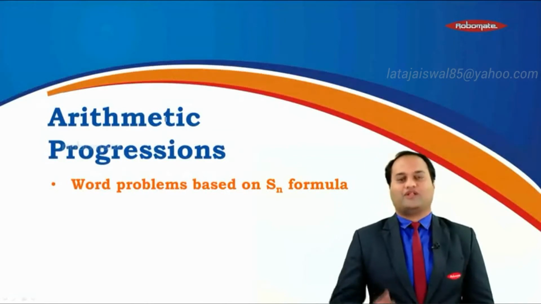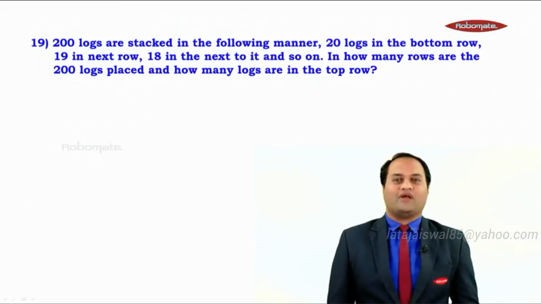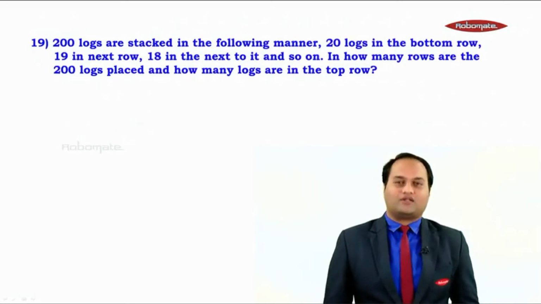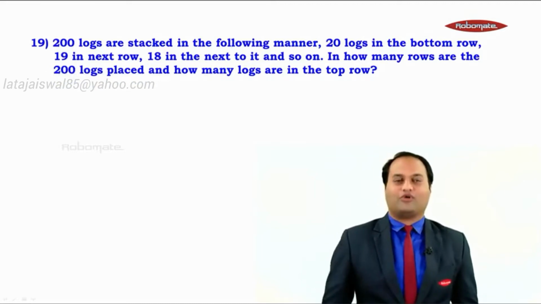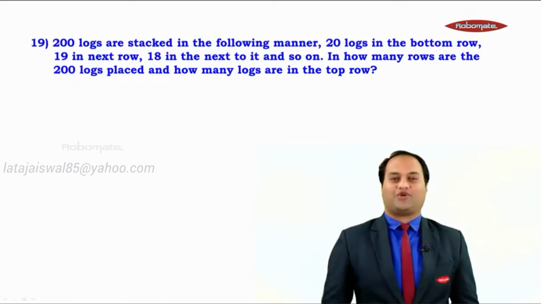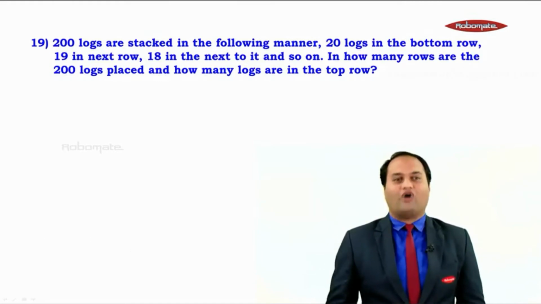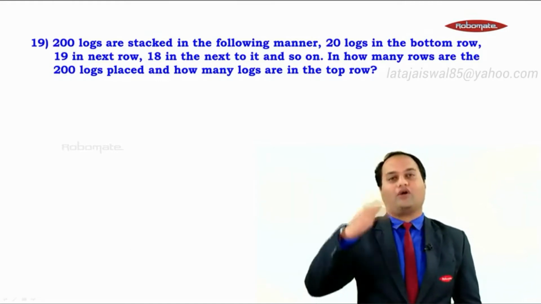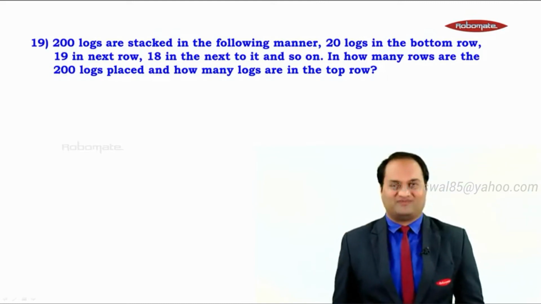Let us go through the next word problem based on the Sn formula. The sum is: 200 logs are stacked in the following manner. 20 logs in the bottom row, 19 in the next row, 18 in the next, and so on. In how many rows are the 200 logs placed, and how many logs are in the top row?